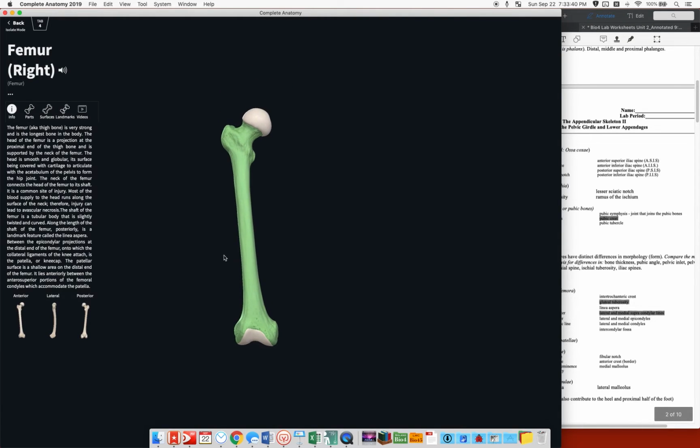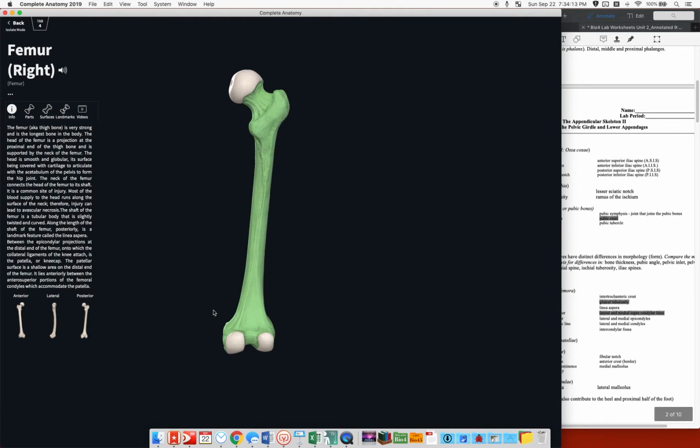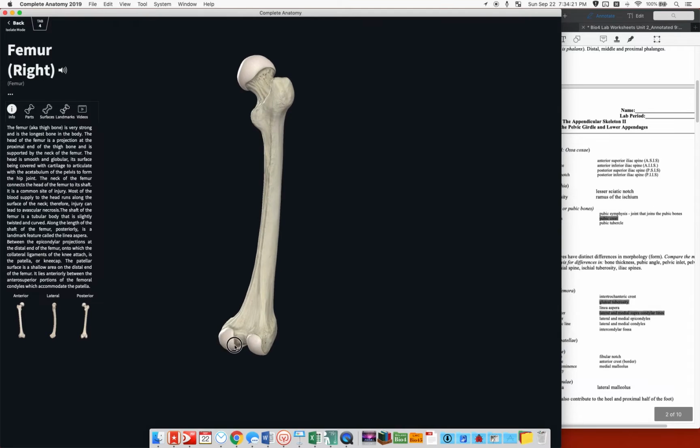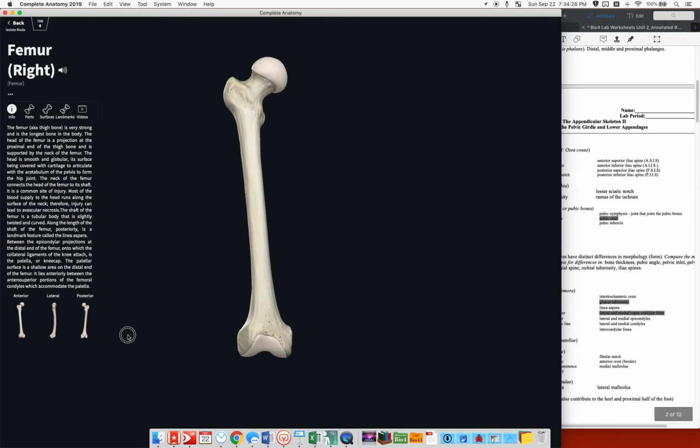First thing you have to do is determine, are you looking at it anteriorly or posteriorly? Is this the front view or the back view? In other words, are you looking at the person's front or the person's back? The best way to look at it is to look at this fossa. The intercondylar fossa is located posteriorly. So that's what tells me this is the posterior view. This is the anterior view. Now I know what's front and what's back.